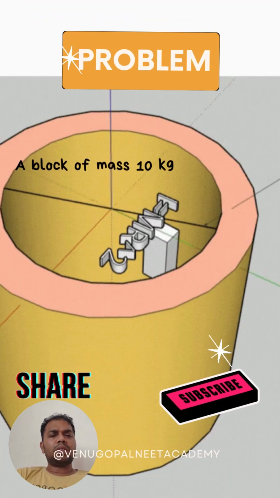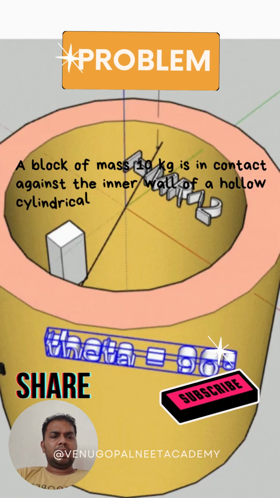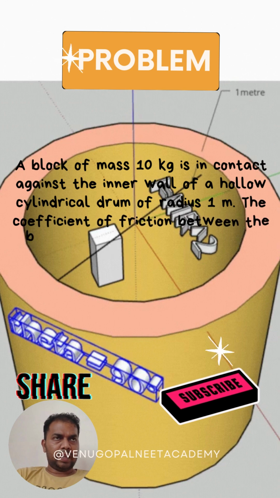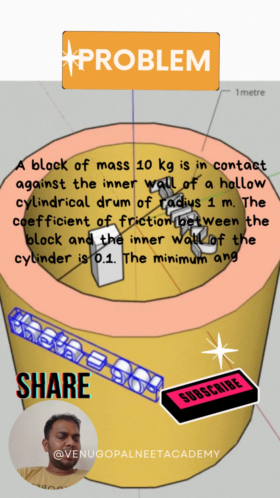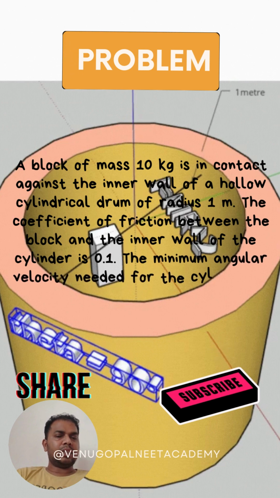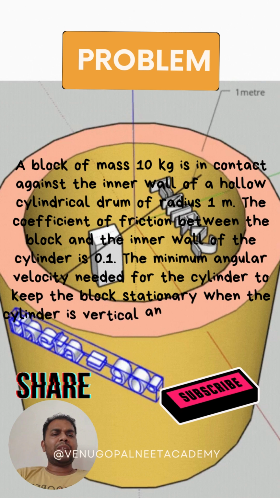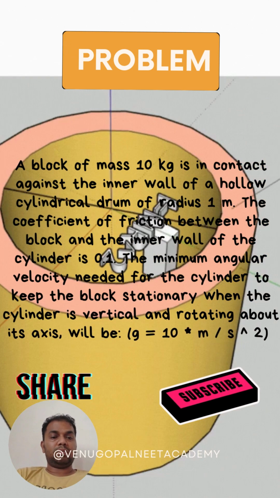So the problem was, if a block of mass 10 kg is in contact with the inner wall of a cylinder, which has a radius of 1 meter, and if the cylinder is rotating along the vertical axis, what should be the angular velocity by which the block will not fall down?